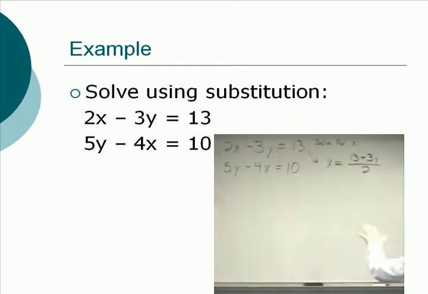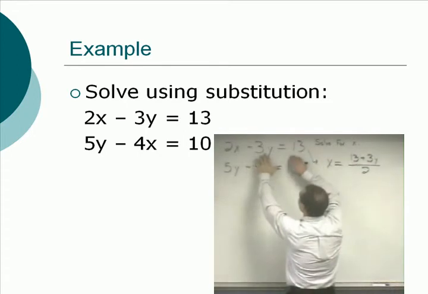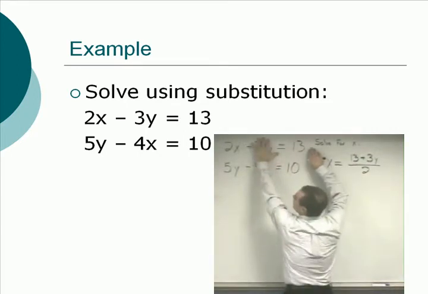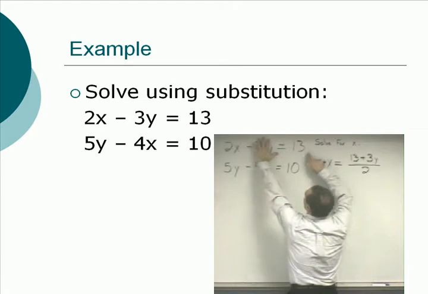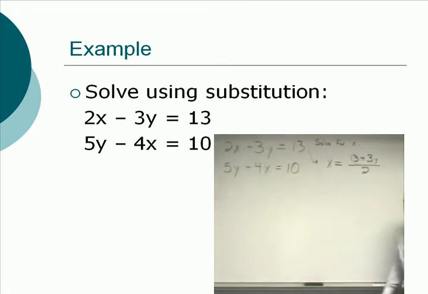You're going to solve this one for x. You're going to add 3y to both sides. That'll get rid of that, and then we would divide by 2. 13 plus 3y over 2. So we've got x solved. Solved it for x. That's step 1.